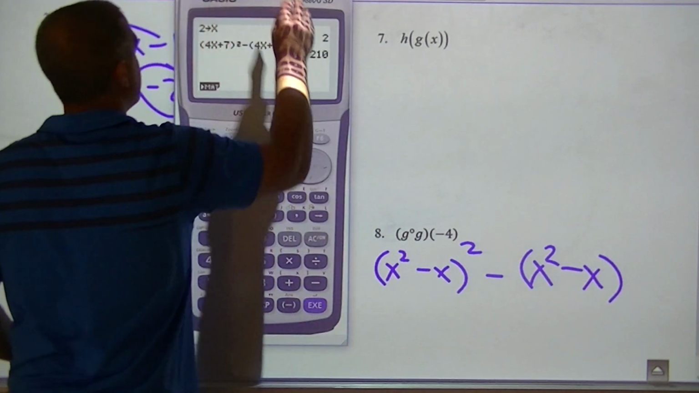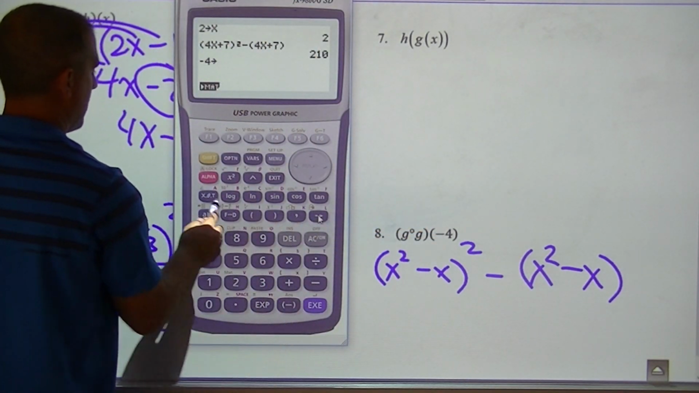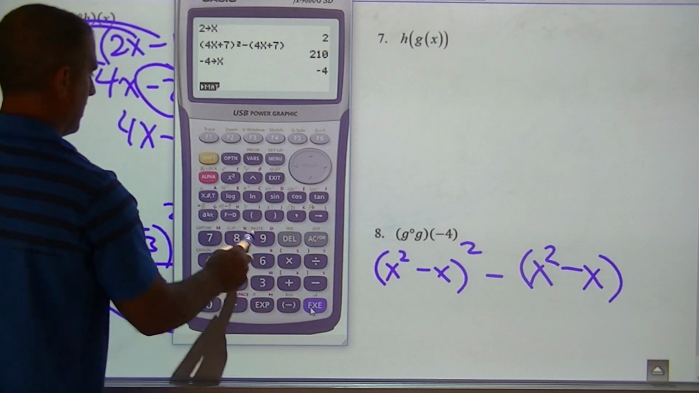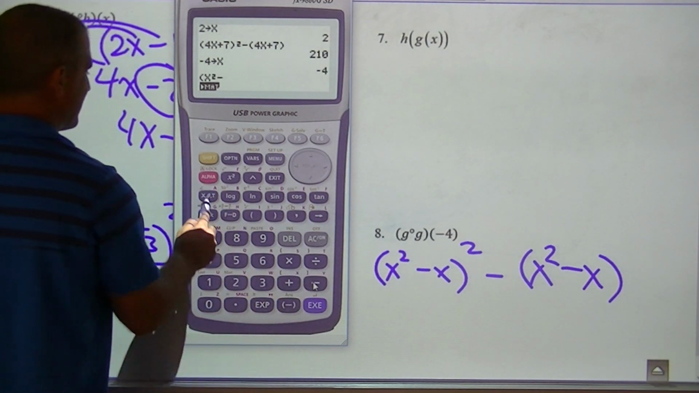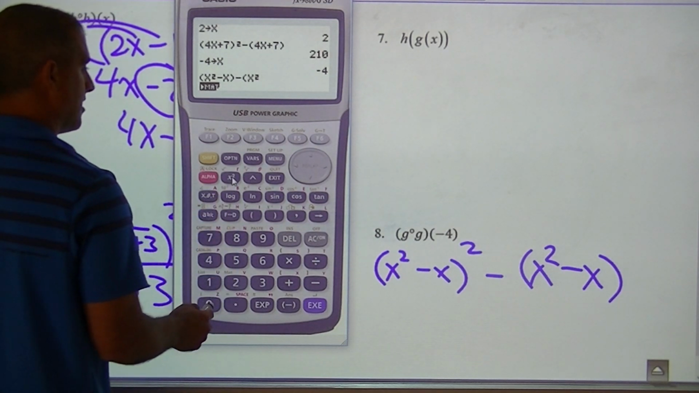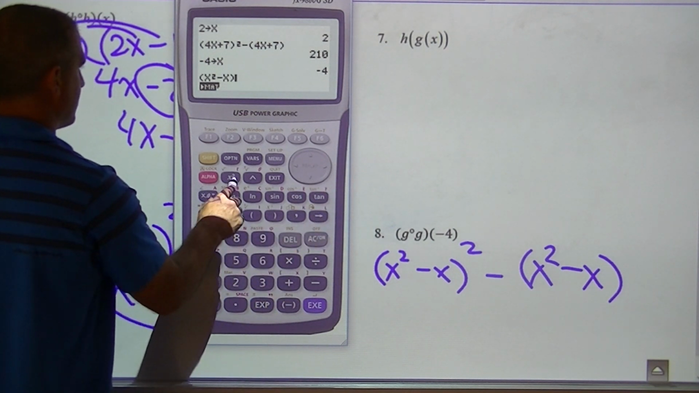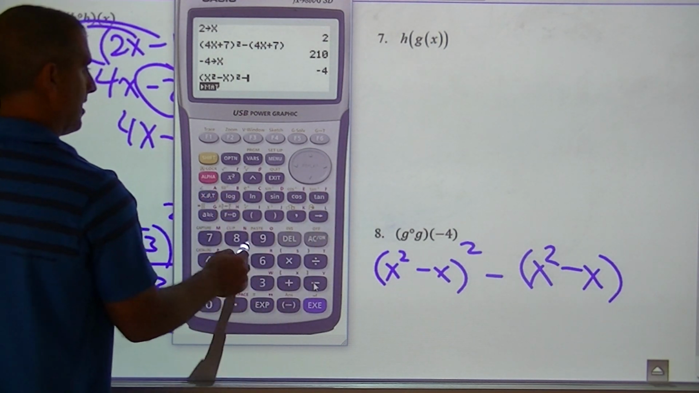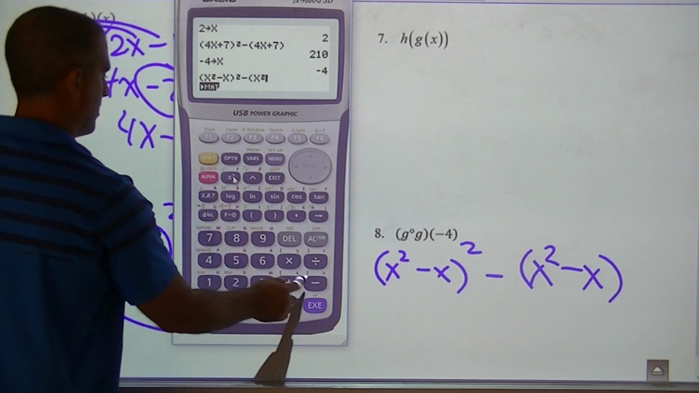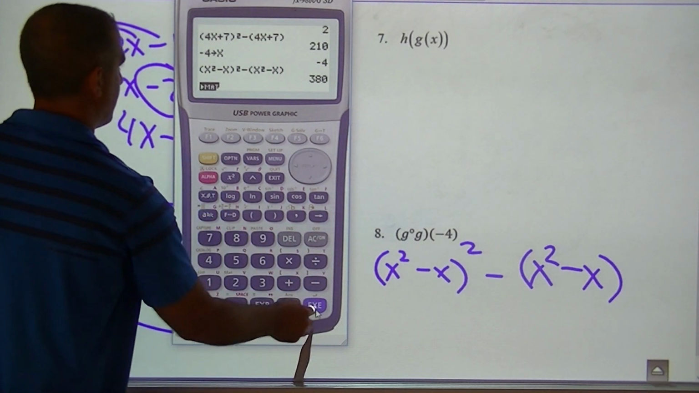Once again, what I want to do is use my number. So I got a -4, arrow, x, and all I'm typing in is exactly what I see. I don't overcomplicate it. Whoops, I almost forgot the squared, almost made a mistake. Minus x squared minus x. And I get an answer of 380.